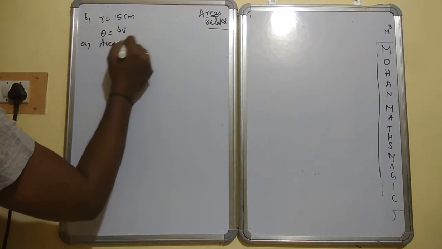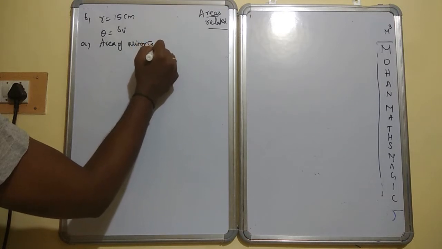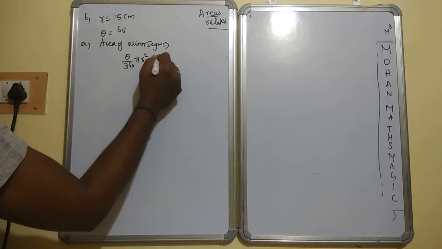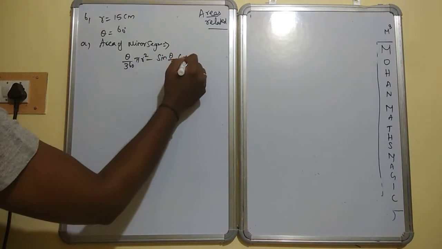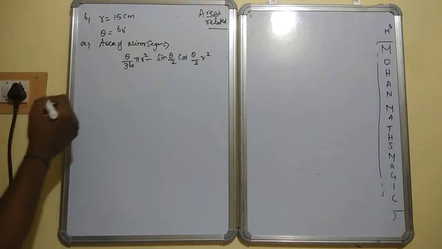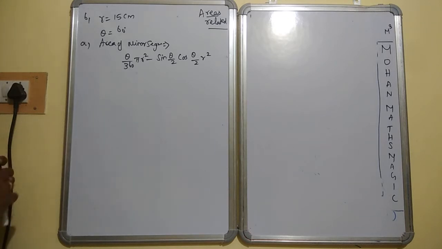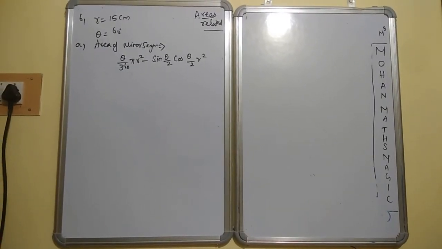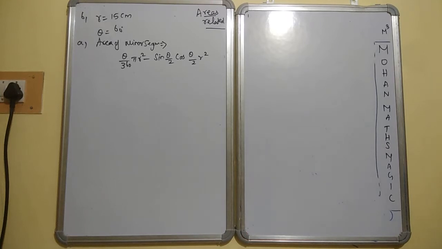So area of minor segment equals the formula theta by 360 into pi r square minus sin theta by 2 cos theta by 2 r square. Just substitute the values. Mere substitution, you will get the answers. So substitute the theta value, everything. Theta equals 60 degree.